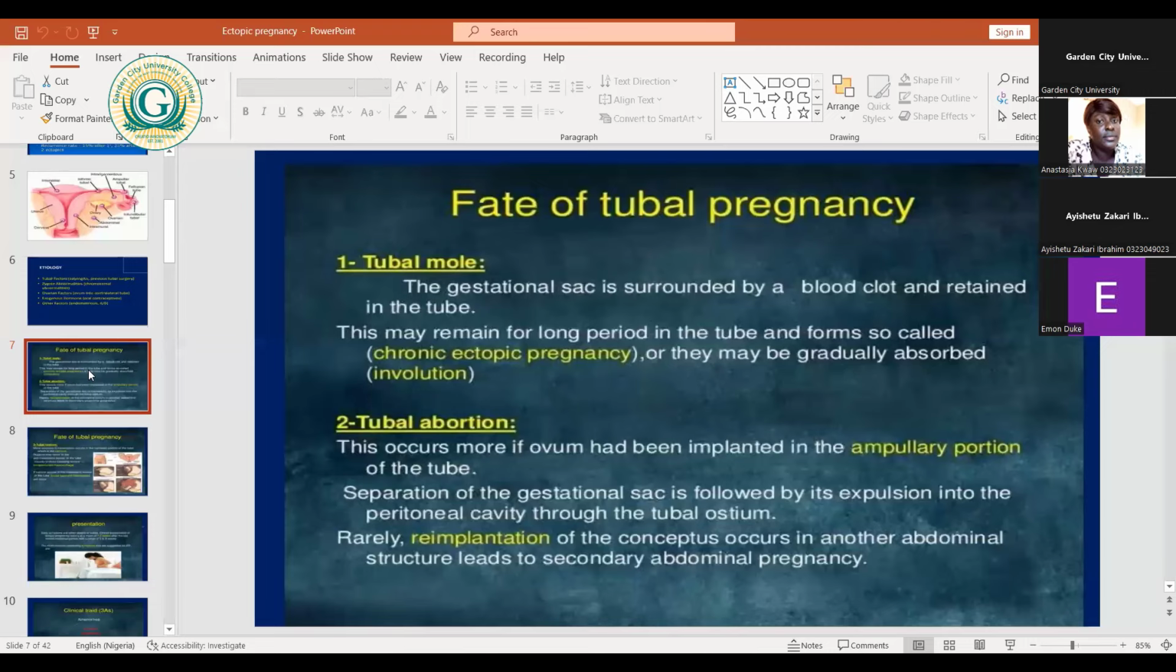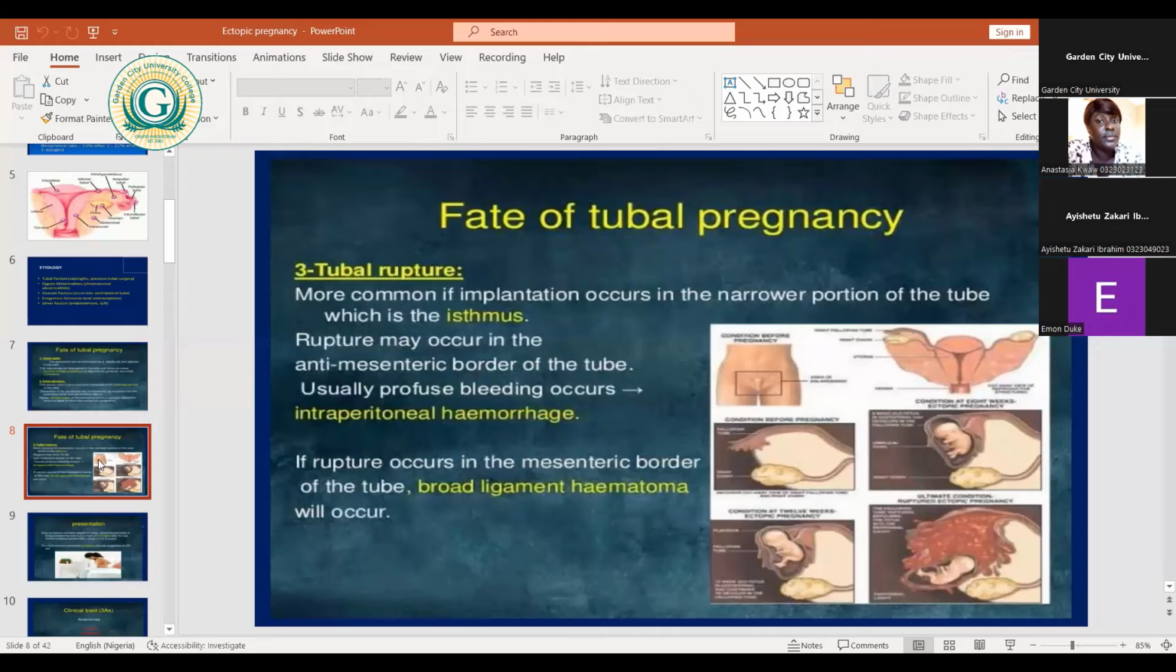Separation of the gestational sac is followed by its expulsion into the peritoneal cavity through the tubal ostium. So instead of the products going through the fallopian tube to the uterine cavity, the products are expelled into the peritoneal cavity, and it becomes a problem. Rarely, re-implantation of the conceptus occurs in another abdominal structure, and this leads to secondary abdominal pregnancy. It's not common, but it does happen from time to time.